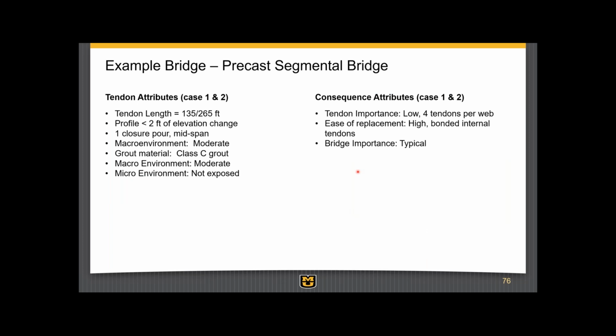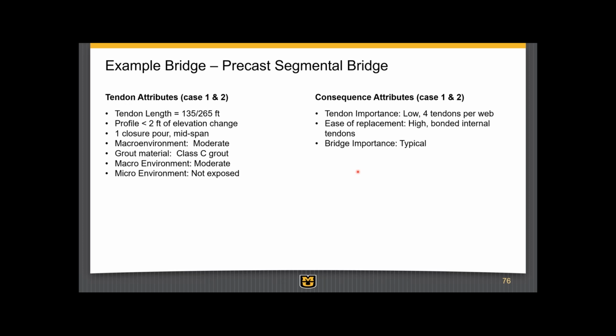A little bit about this example bridge. The tendon lengths were 135 or 265 feet. So that sort of leads you to where you're going to score in your tendon length attribute. The profile is less than 2 feet of elevation change. There's one closure pour in midspan. It's got a moderate macro environment. The grout materials are class C grouts. The microenvironments, the tendons we're considering are not exposed. So they're not at, for example, an expansion joint.